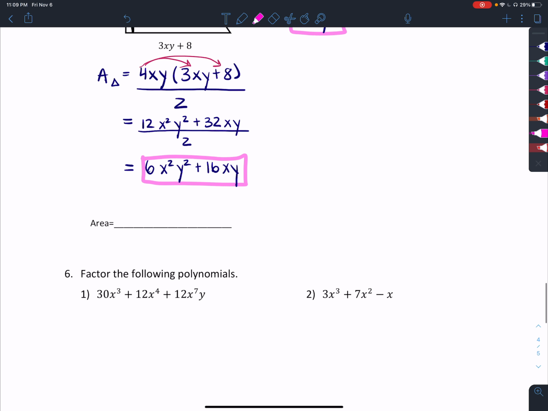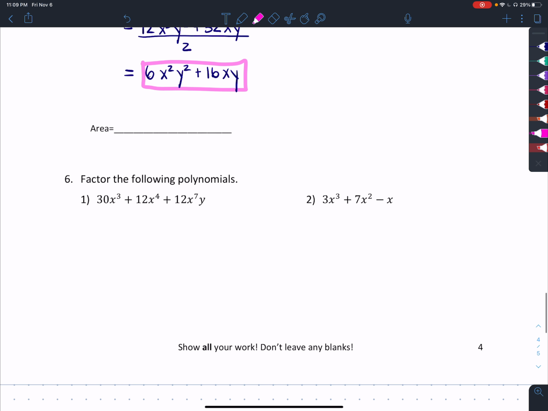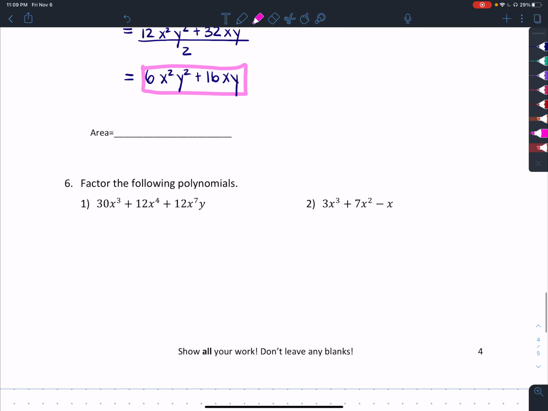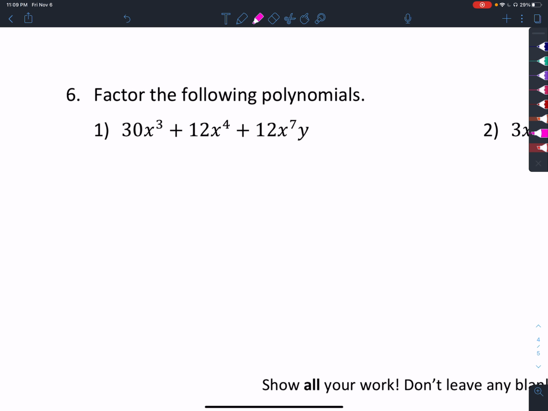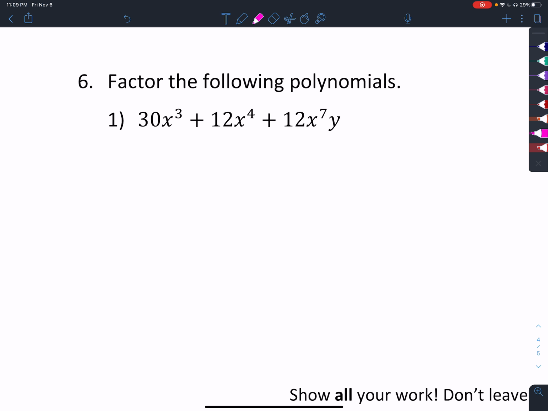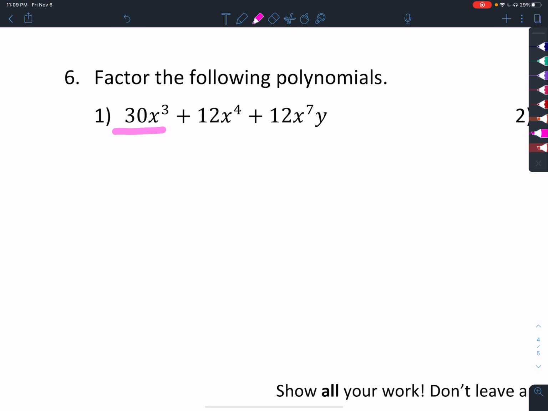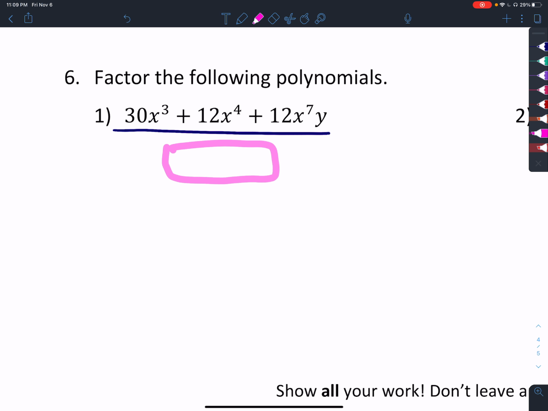Okay, on to the final question, which is factoring. To factor these two polynomials, the first thing you need to do is find the GCF. So what we do is we draw our fraction line, and we're going to find the GCF and put it right here under the fraction line.